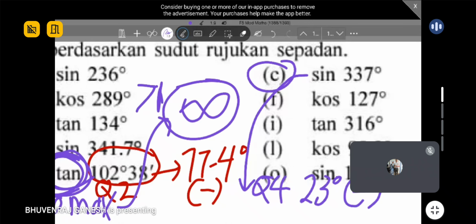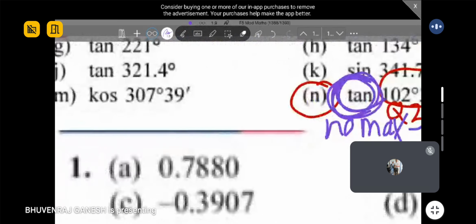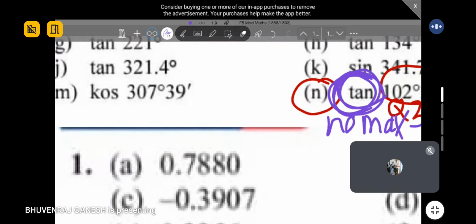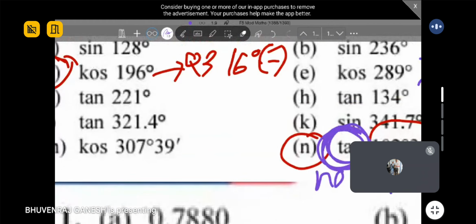Okay, so you can see the process, right? It's very standard, guys. Proses dia macam tu saja. First step, kenal pasti kuadran, sukuan, kat mana sudut dia tu. Second step, kenal pasti sudut rujukan, get your reference angle. Third step, positive or negative. Only 3 steps, guys. 3 langkah saja for this kind of question. Okay, so if you tekan calculator, you should get negative 0.3907.